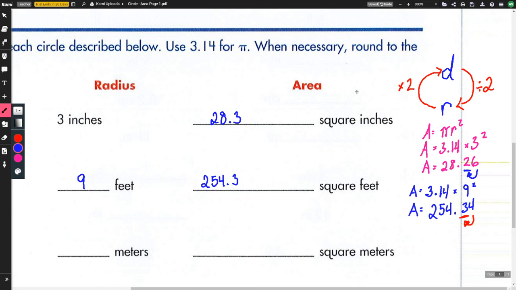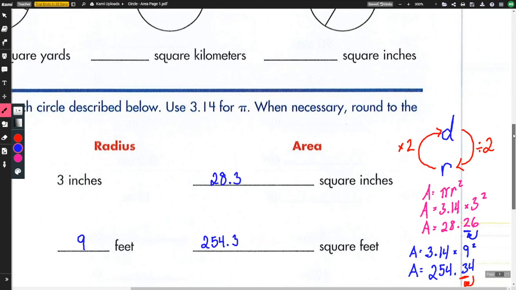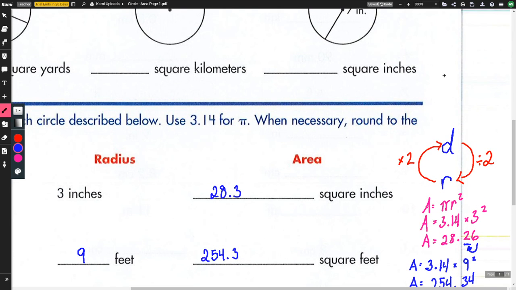If you're having trouble with rounding, remember that if the digit is 0 through 4, the digit stays the same. If the digit is 5 through 9, it goes up.